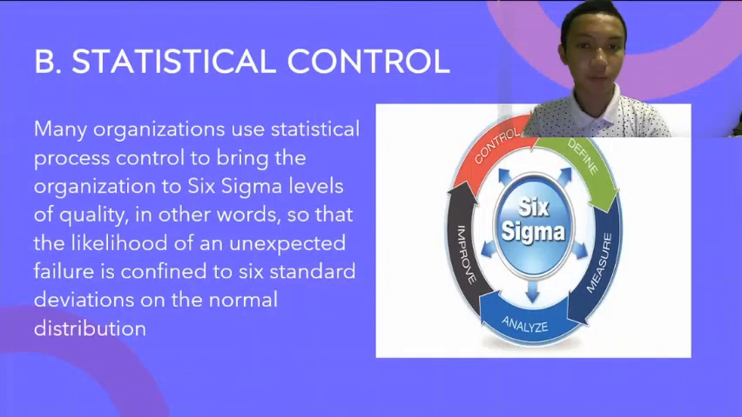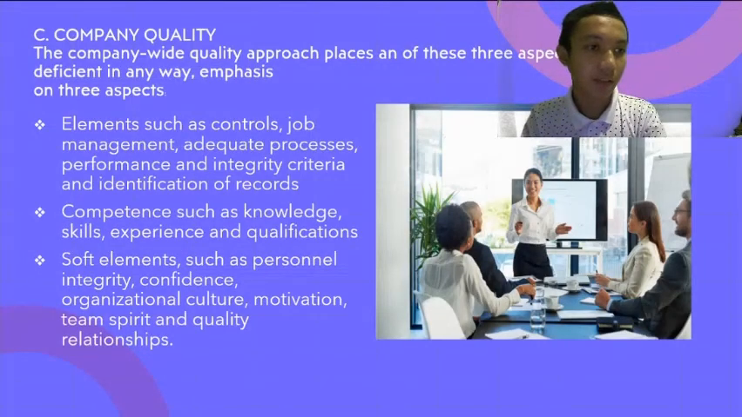B. Statistical control. Many organizations use statistical process control to bring the organization to Six Sigma levels of quality. In other words, the likelihood of unexpected failures is confined to strict standards, deviation of normal distribution. Company quality. The company-wide quality approach depends on three aspects, and if any of these is deficient in any way, quality suffers. Elements such as control, job management, a quality process, performance and integrity criteria, and identification of records.